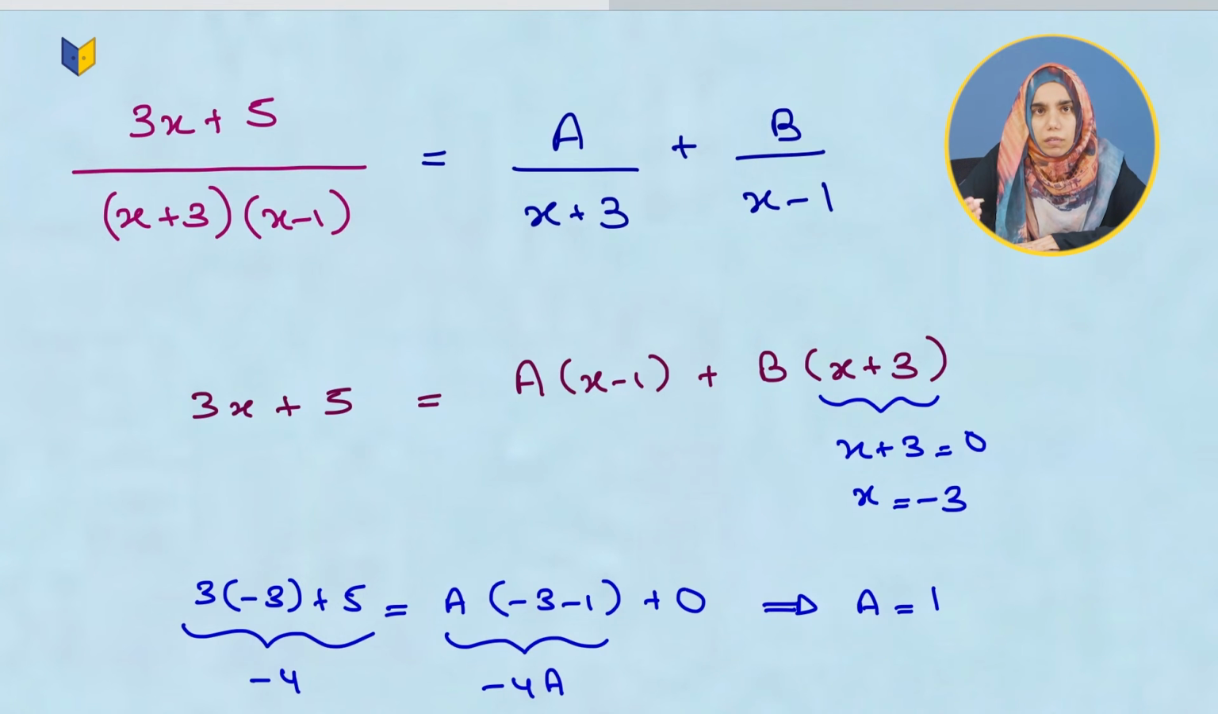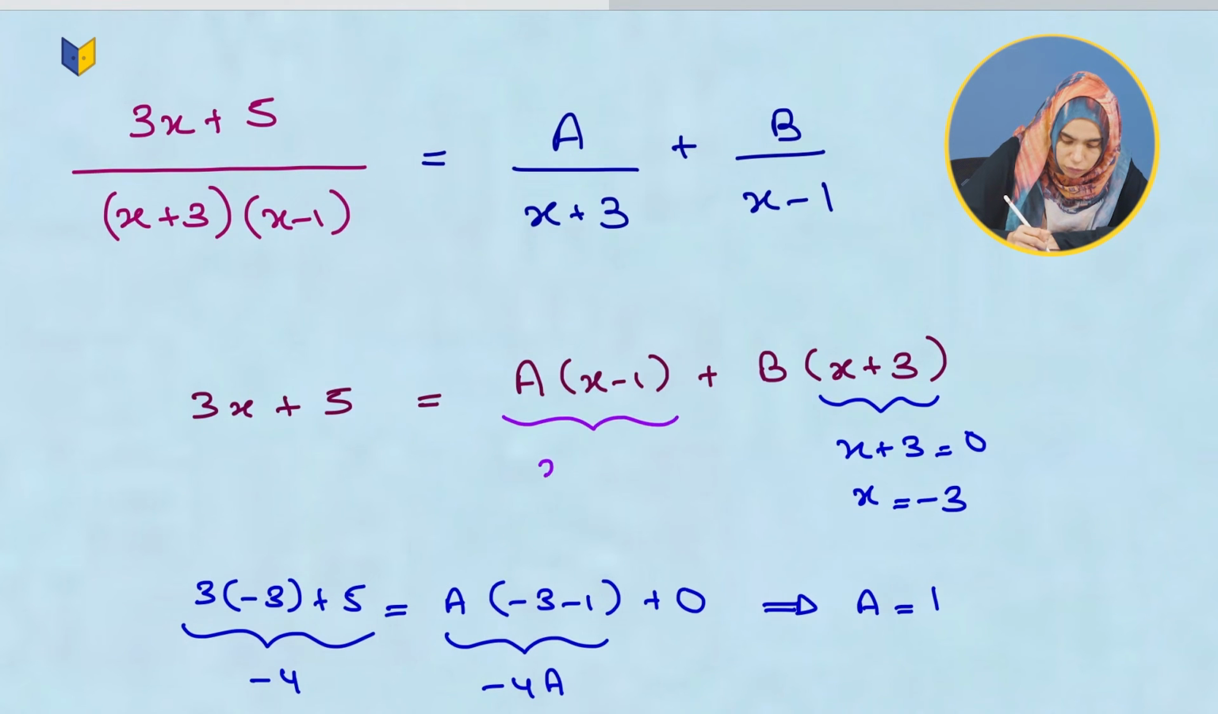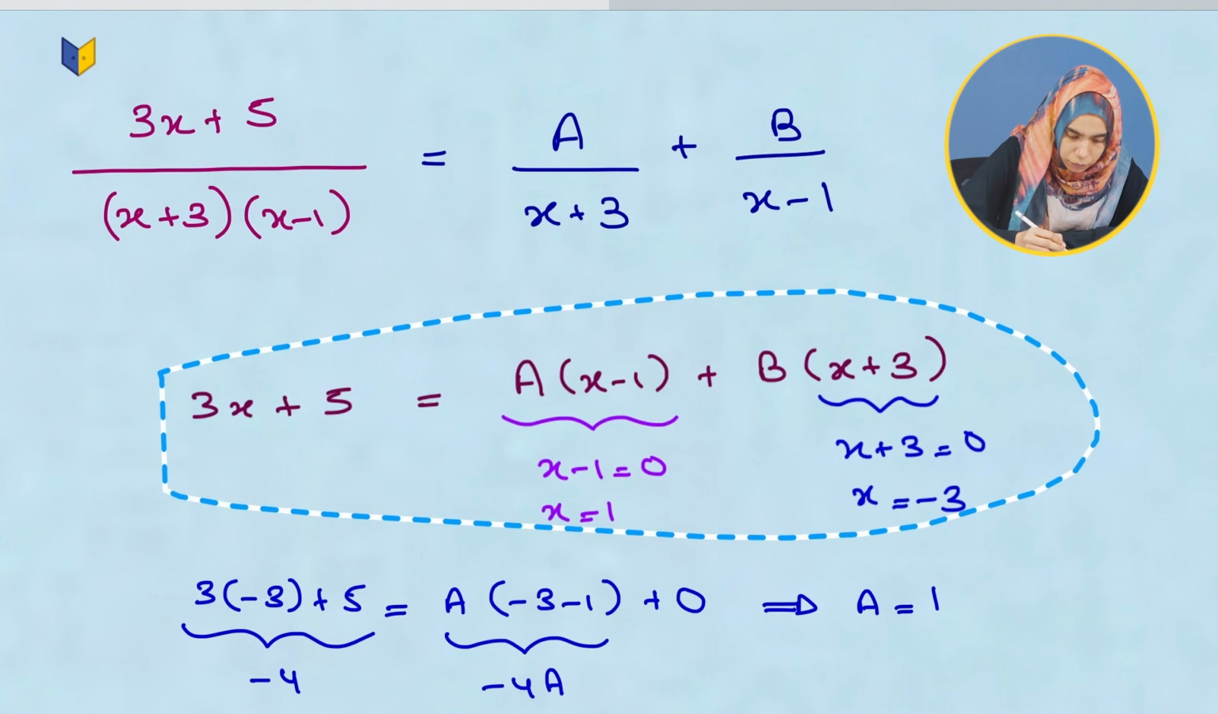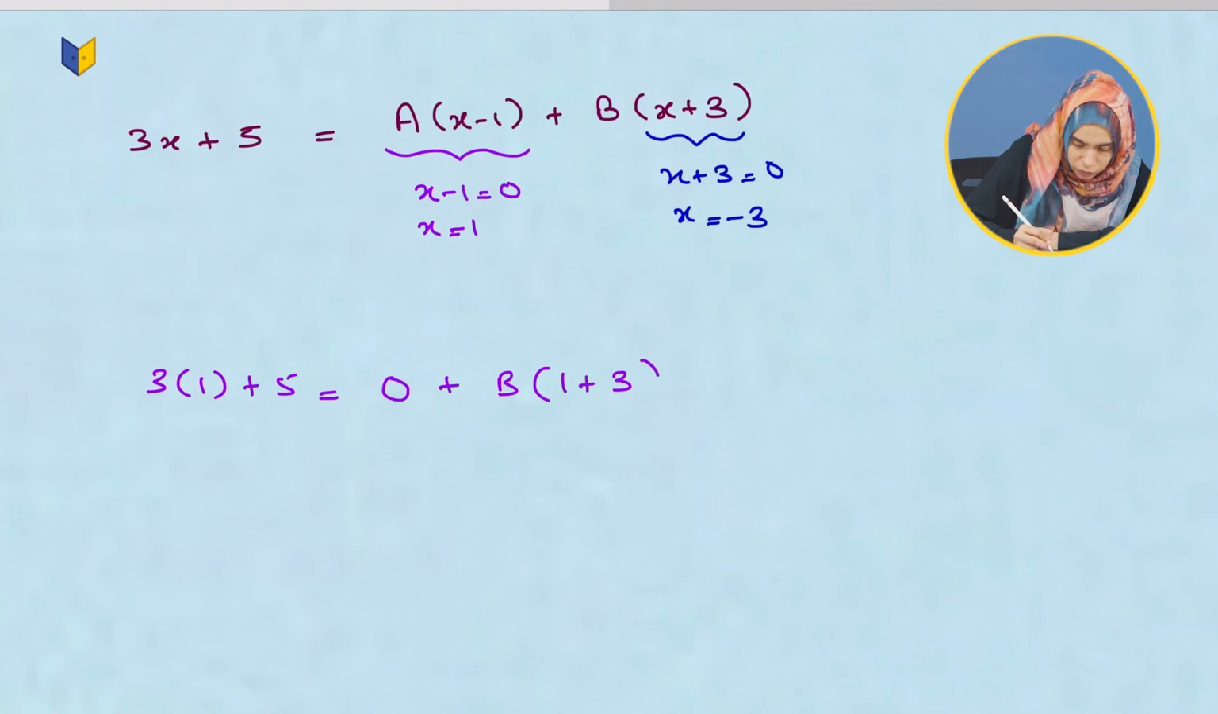In the next step, I'll find the value of b using x as 1. Because when I take x to be 1, this goes to 0. Let's continue on the next slide. Taking x to be 1, the equation I get is 3 times 1 plus 5 equals 0 plus b times (1 plus 3). That becomes 8 equals 4b, and therefore b is 2.